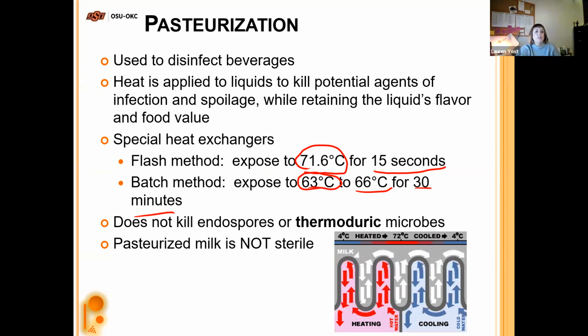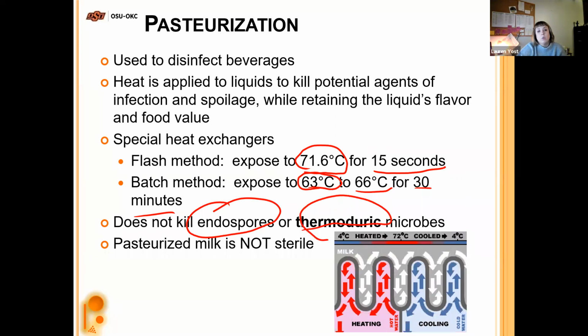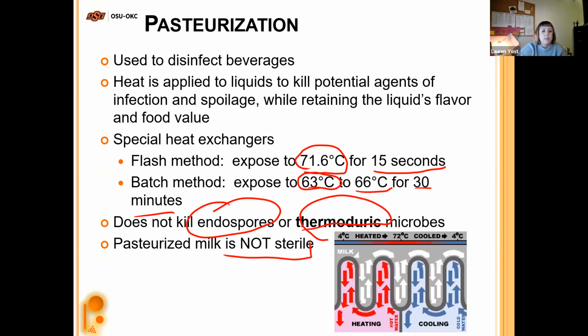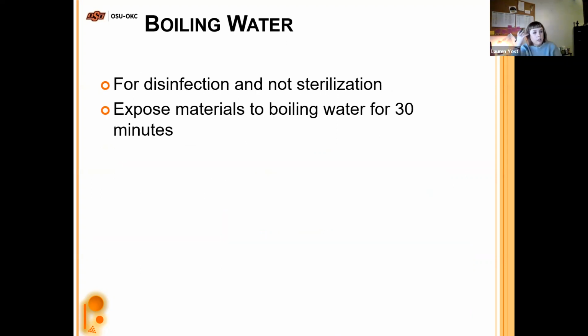Pasteurization does not kill endospores. Endospores, or anything that can resist heat, will make it through. So pasteurized milk is not sterile. That may be a question on your test. Pasteurized milk is not sterile. It has bacteria in it. That's why it goes bad so fast, guys.